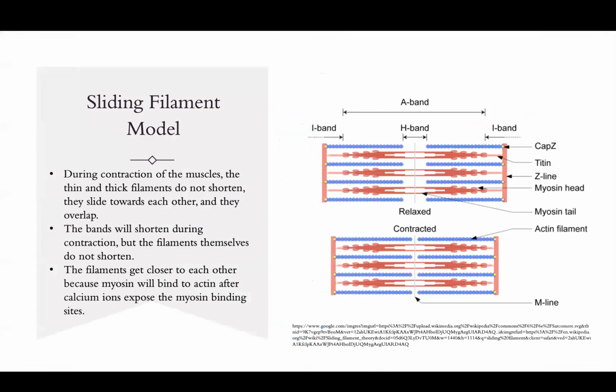So this is the sliding filament model. During contraction of the muscles, thin and thick filaments don't shorten, but they slide towards each other and overlap. The bands themselves, the I band, the H band, will shorten during contraction, but the filaments themselves don't shorten. So the thin filament and thick filament will only overlap. The filaments get closer to each other because myosin will bind to actin after the calcium ions expose the myosin binding sites.